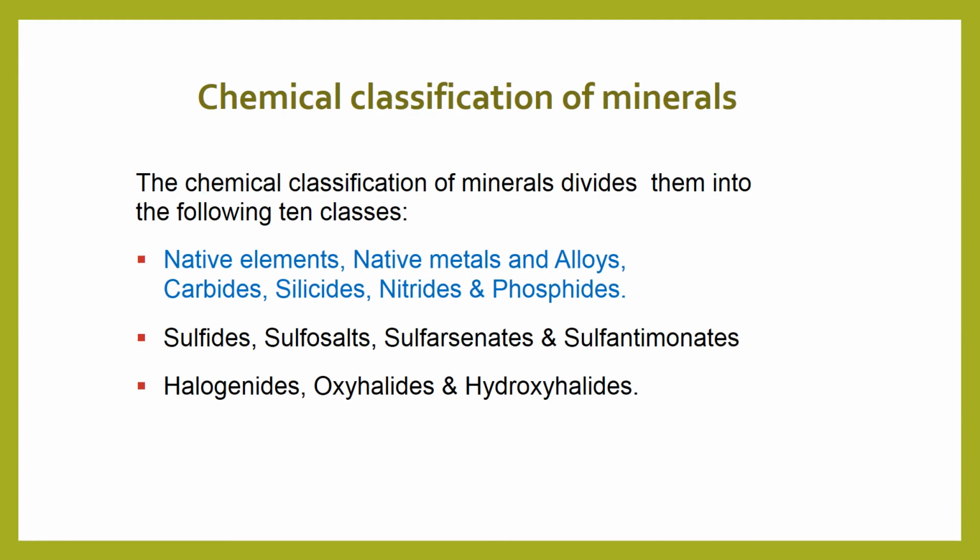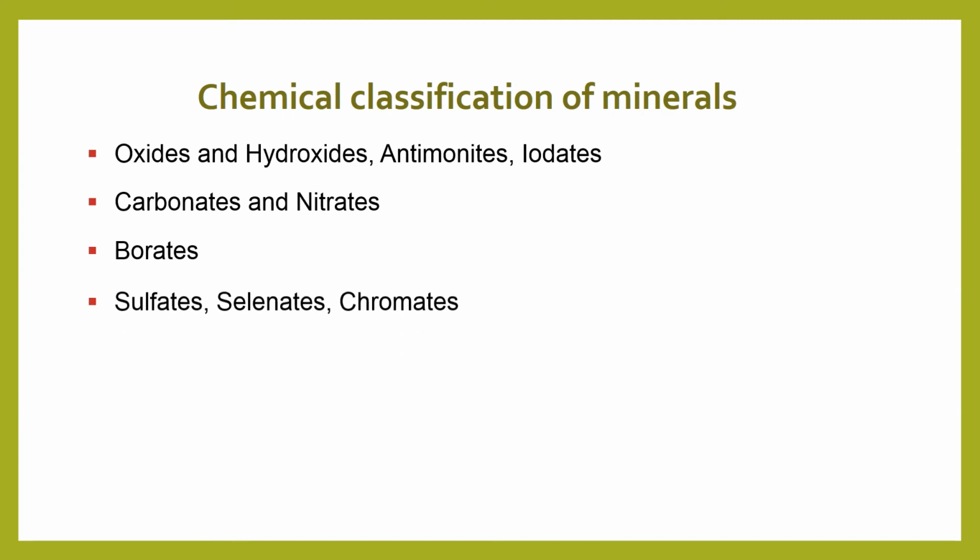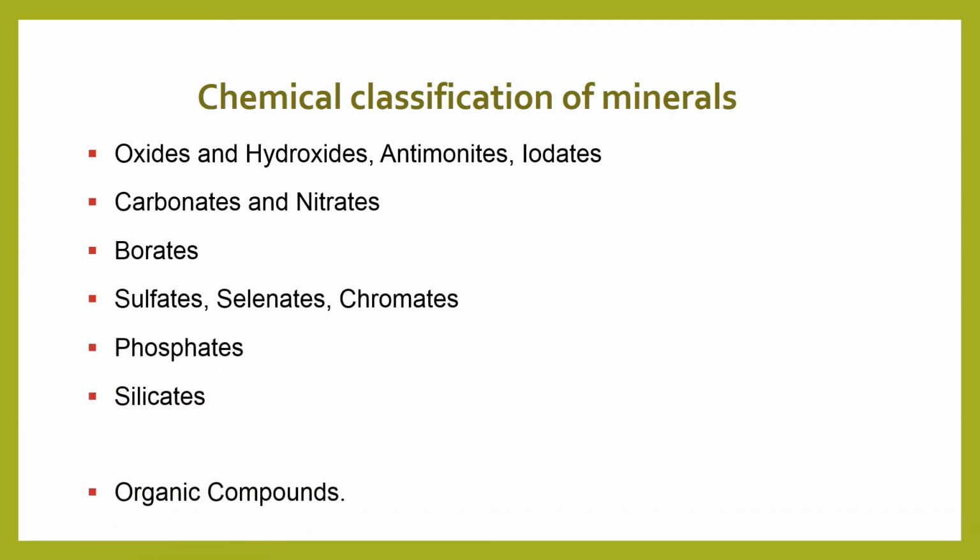The chemical classification of minerals, we divide those in the following classes. There are 10 classes, as you can see here: native elements, native metals, alloys, sulfides, halogenides, oxides and hydroxides, antimonies, carbonates, nitrates, borate, sulfate, phosphates, and silicates, of course, and organic compounds.